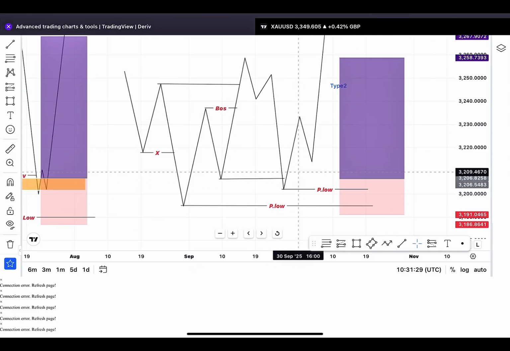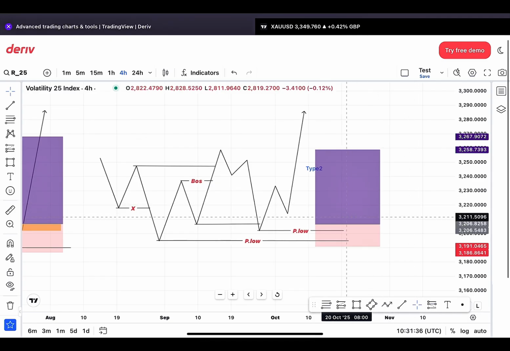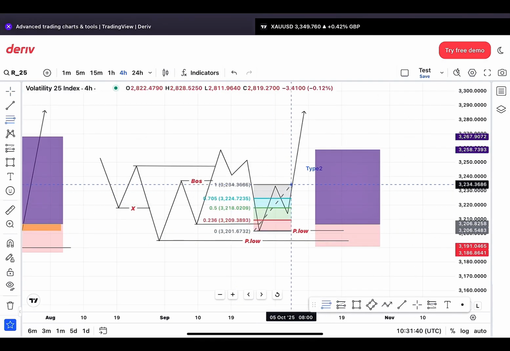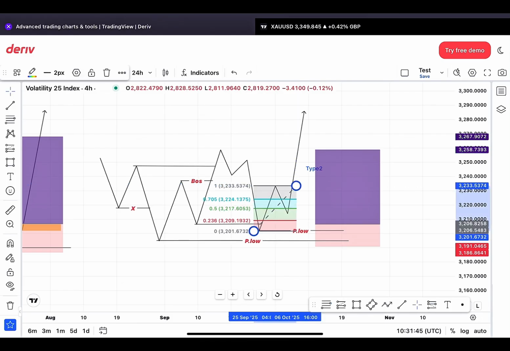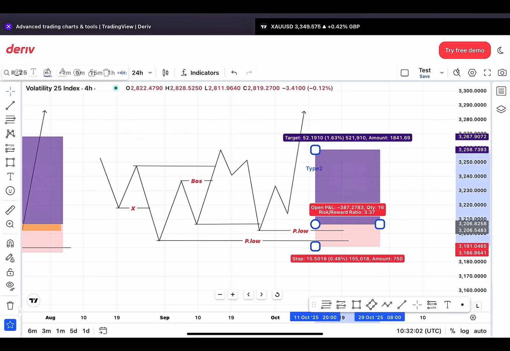So we see the market create an imbalance here. Whatever imbalance, fair value gap, it is what it is. So you draw your fib level. It's below the 0.5, which is the discount level. So remember, I don't know if you know how to use the Fibonacci retracement: we don't buy at premium, we buy at discount and sell at premium. So the market is at discount.